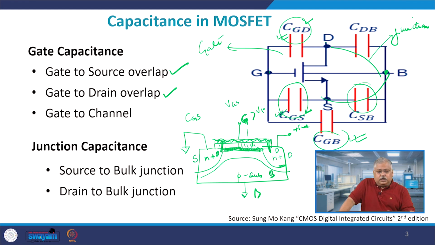So we have learned two things as takeaways from this slide, that we have a gate capacitance and we have a junction capacitance. Gate capacitance is between gate and source, gate and drain, and gate and channel, and junction capacitance is between bulk and drain, bulk and source. We have also understood that between source and bulk, if both are properly grounded, then there will be no CSB, but there will be CDB available to you, right.